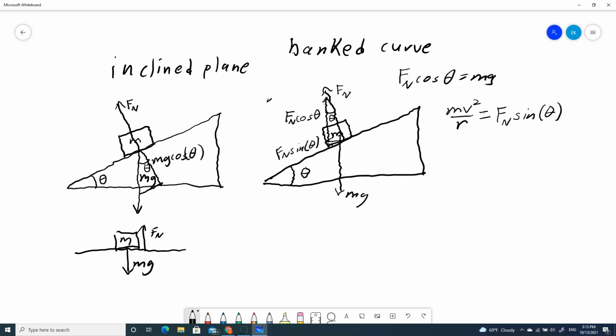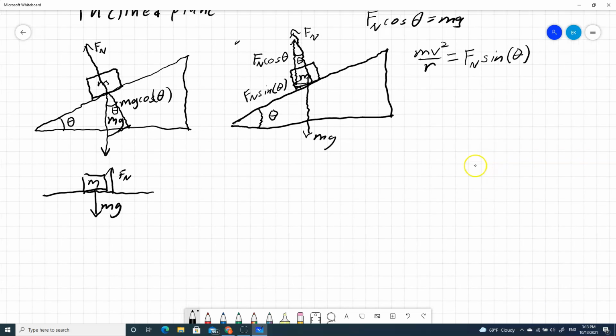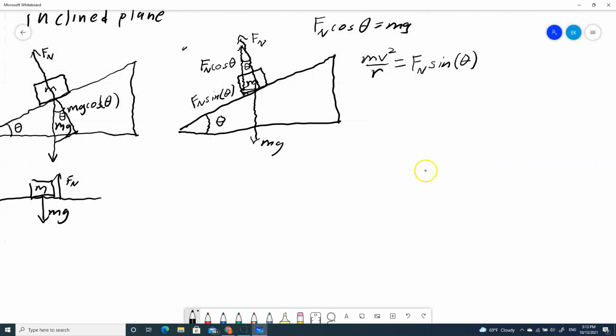Well, now that we have the components of the F_N in a banked curve, how do we exactly figure out what happens when there's friction? Well, when there's friction, we do something different. So when there's friction, I'm just going to move it right here. I'm going to draw this banked curve again. And things get a little more complicated.